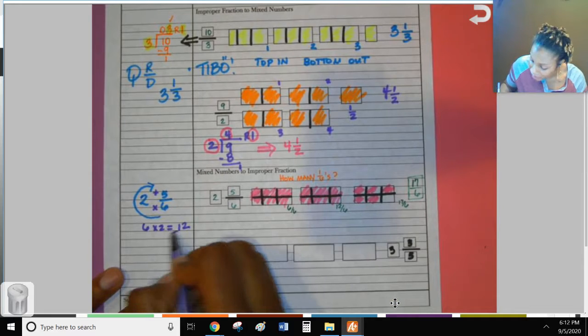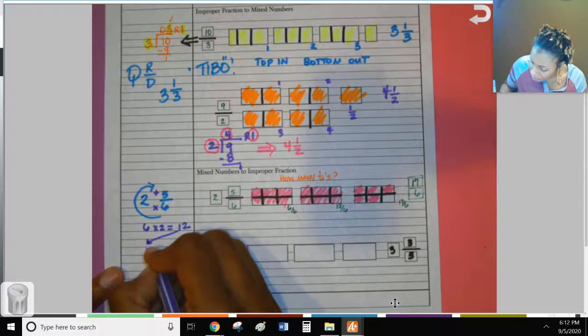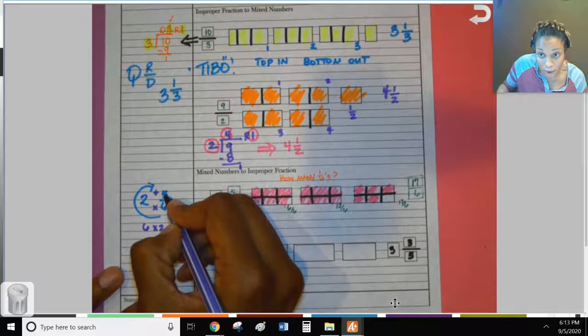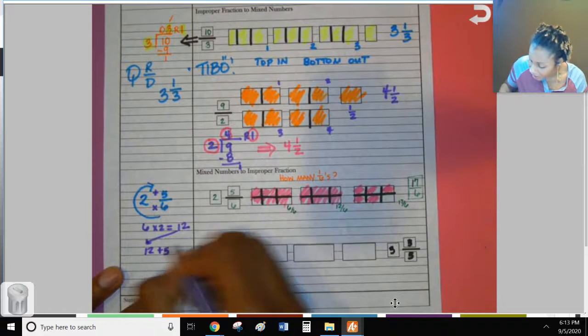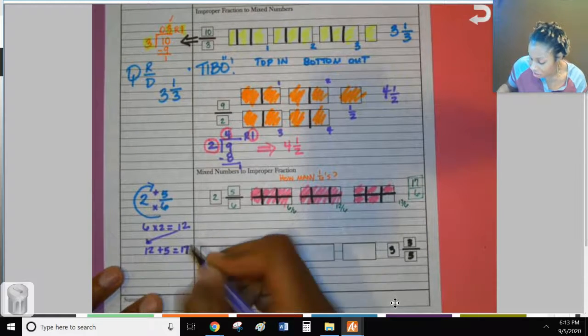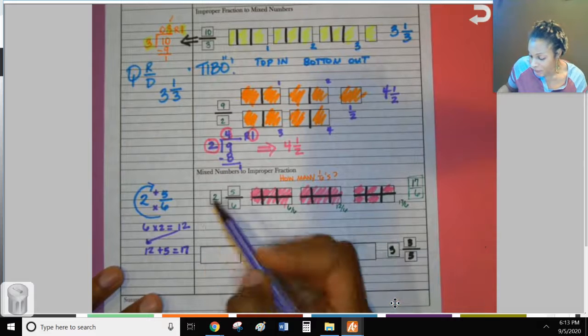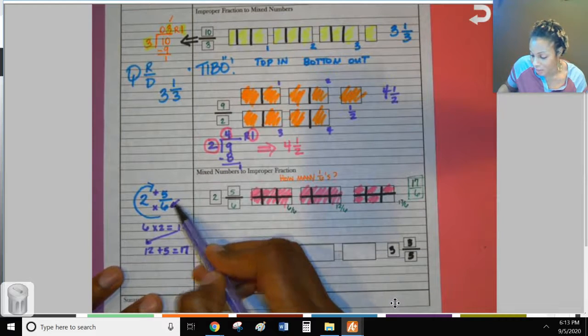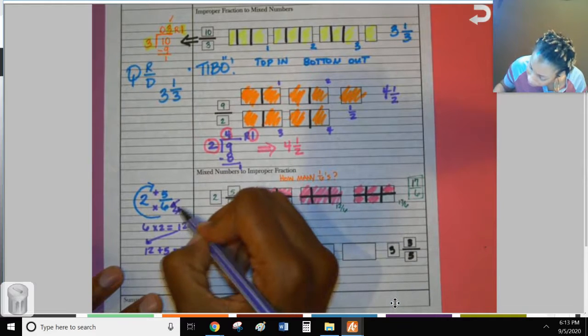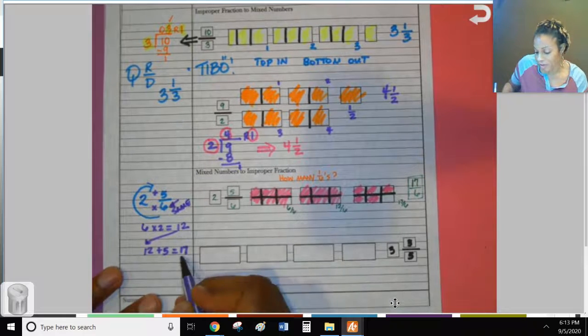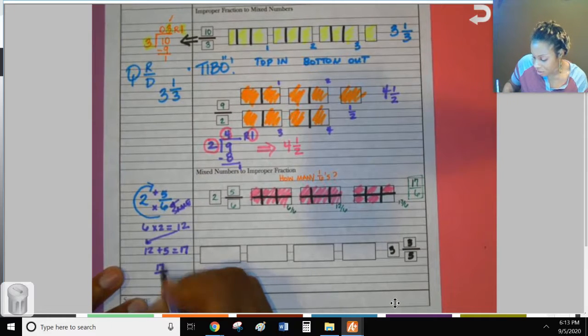This 12 comes down to the next line. You add 5 to their product. Plus 5 equals 17. And then your denominator stays the same. This denominator, same denominator. So that's how you get 17/6.